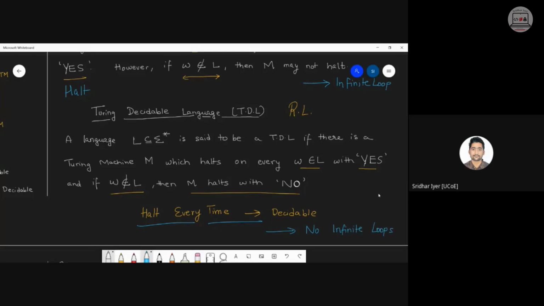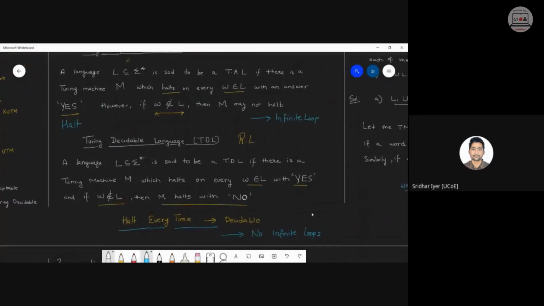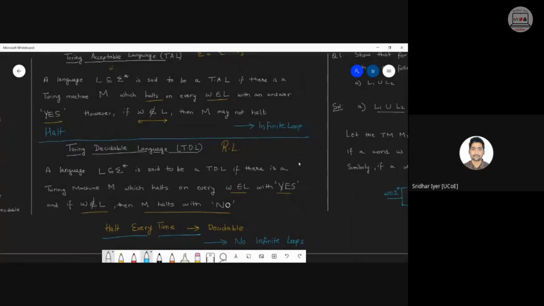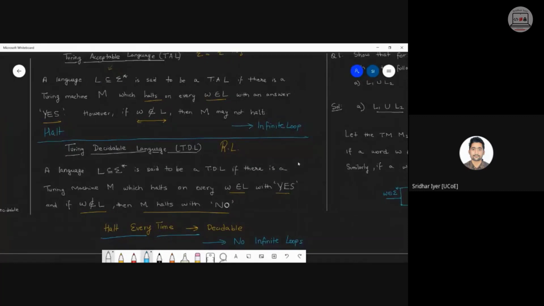Is it clear? Now the concept is clear, I hope so. So shall I move ahead with the next topic? Shall I move ahead with the problems? Do let me know. Don't get confused. Turing acceptable languages are also called recursively enumerable languages, whereas Turing decidable languages are called recursive languages. Okay, what about others? Shall I move ahead with the problems? Problems will make it clearer.